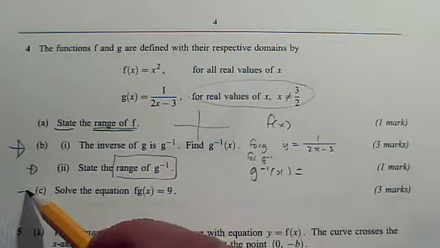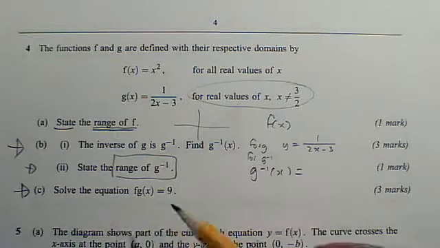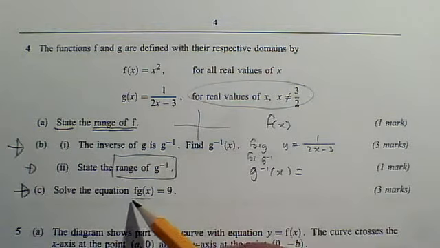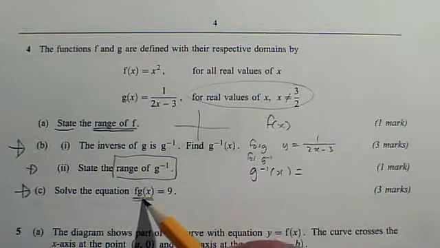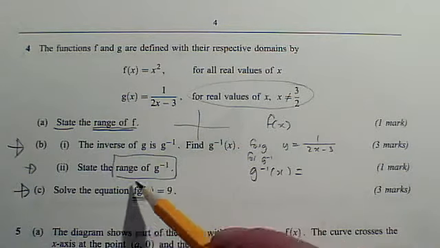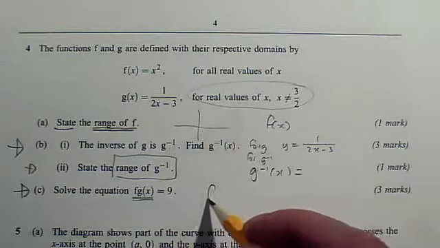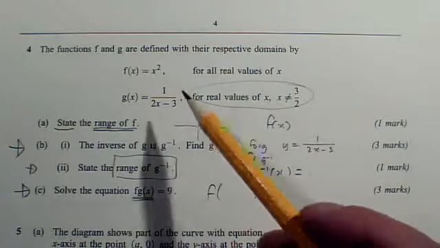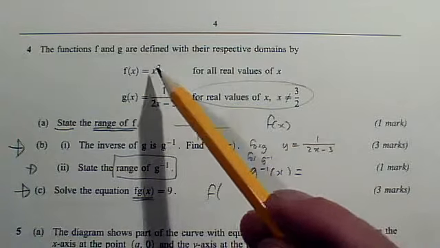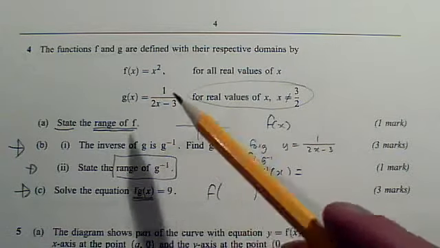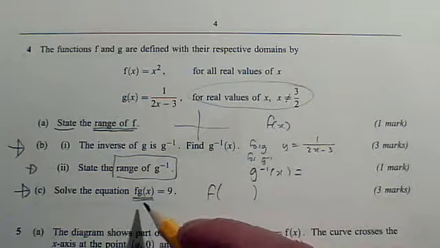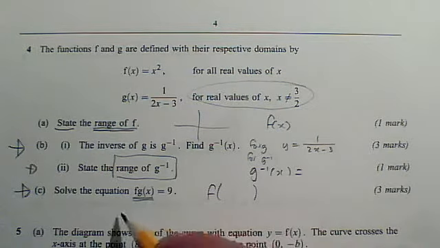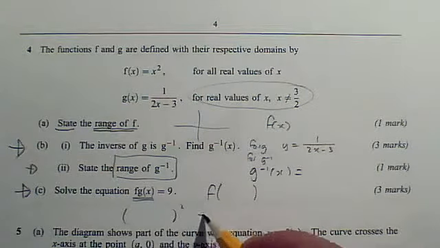Then in part C, another re-entry point. We've got a composition of functions here, and the answer's got to be 9. So we've got to set up what f g of x is. So that's f of g of x. And then you've got to correctly apply the function f to g of x. You're going to have some algebra over here equaling 9.